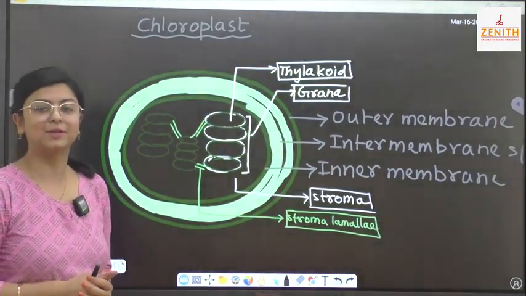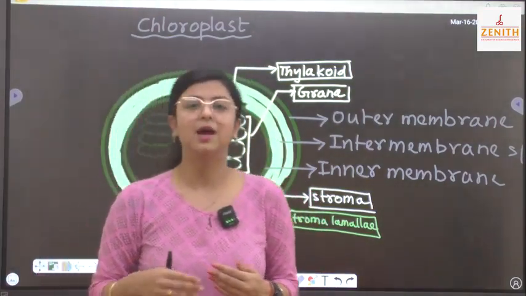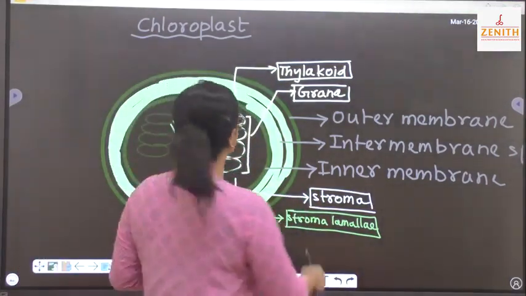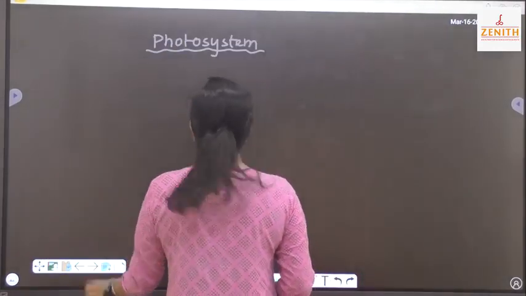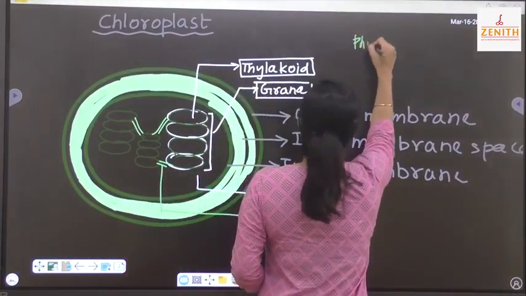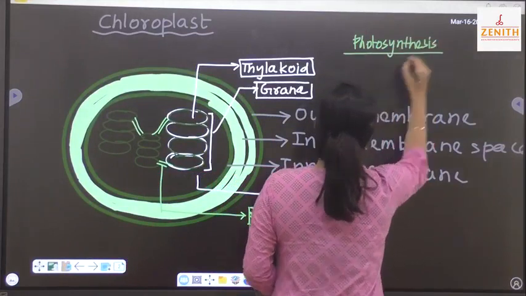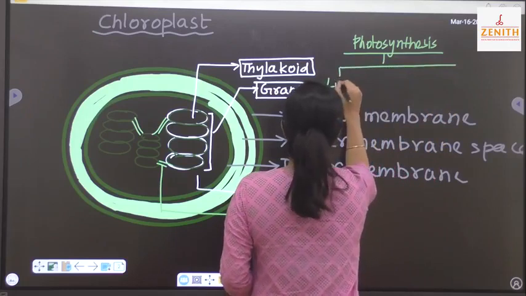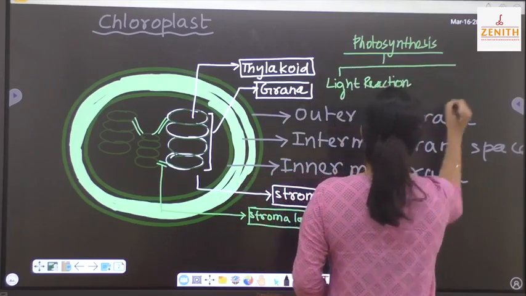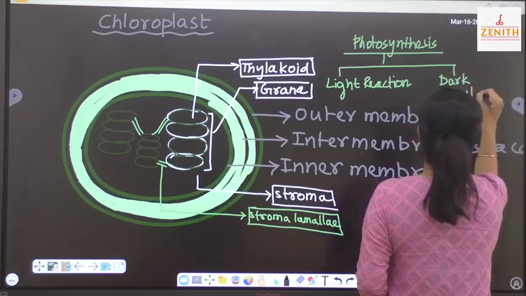Now this is very important: we know photosynthesis basically consists of two phases. One is known as the light reaction, another is known as the dark reaction. So where is the light reaction occurring? Photosynthesis basically has two phases. One is known as the light reaction and the other is known as the dark reaction.